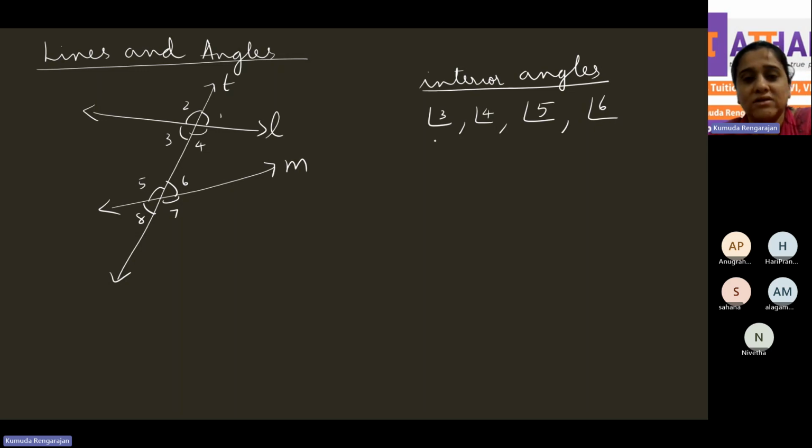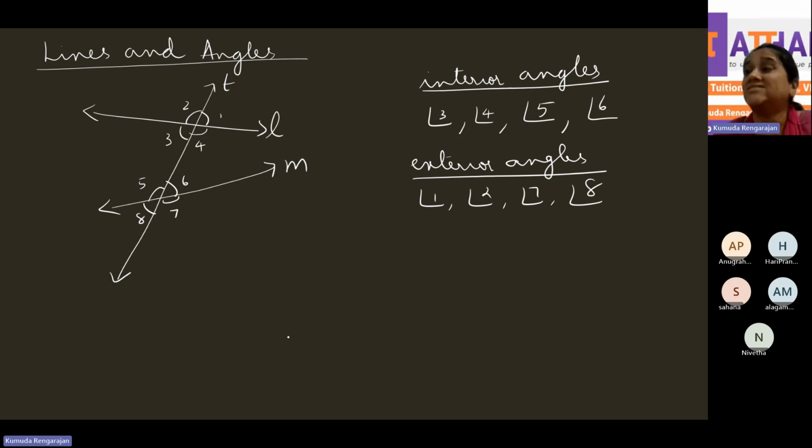And the other angles, angle 1, angle 2, angle 7, and angle 8, these angles are called exterior angles. Angle 1 is an exterior angle. Angle 2 is an exterior angle. Angle 7 is an exterior angle. Angle 8 is an exterior angle. So when two lines are intersected by a transversal, 8 angles are formed around the transversal. 4 of them are called interior angles and the other 4 are called exterior angles.